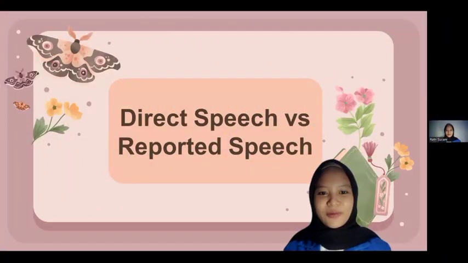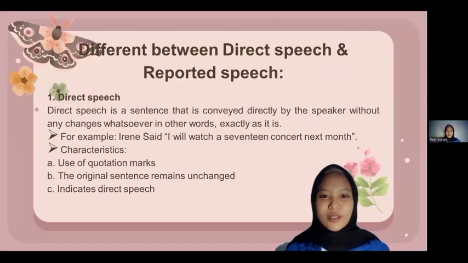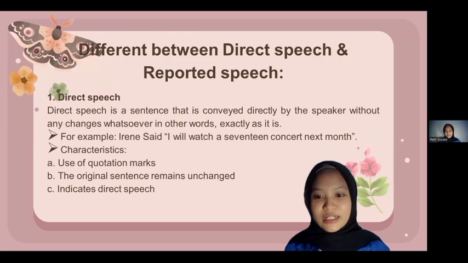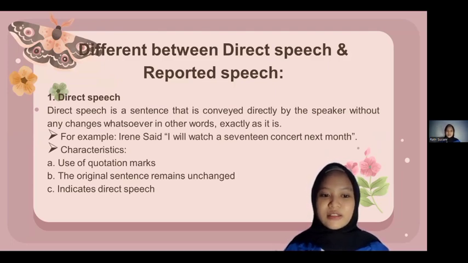Next, the second topic is direct speech versus reported speech. So, what's the difference between direct speech and reported speech? Direct speech is a sentence that is conveyed directly by the speaker without any change whatsoever. In other words, exactly as it is. For example, Eileen said, "I will watch a 17 concert next month." The characteristic is the use of quotation marks, the original sentence remains unchanged and indicates direct speech.